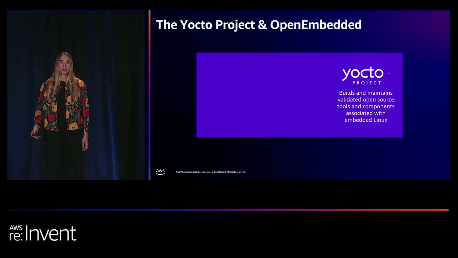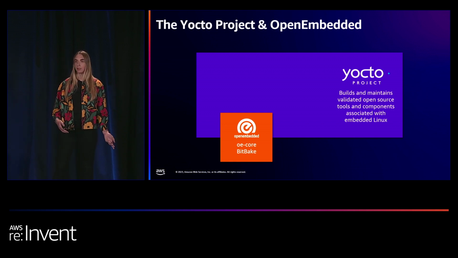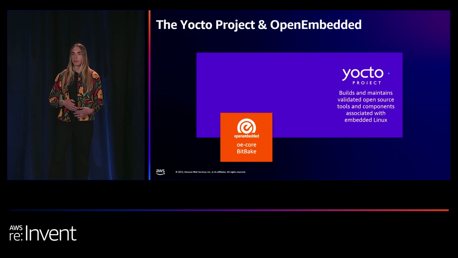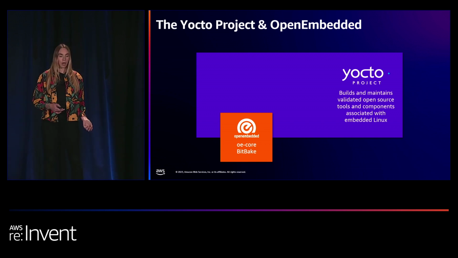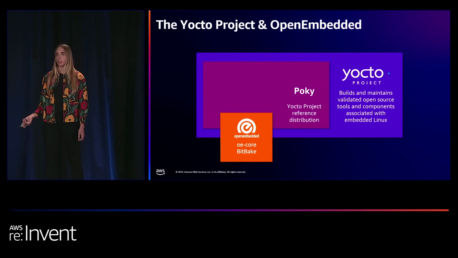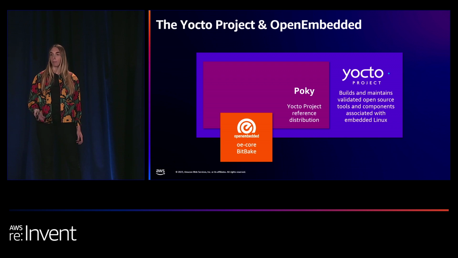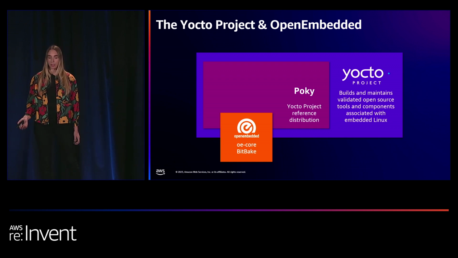So as we've mentioned, Yocto Project builds and maintains validated tools and components associated with embedded Linux. And the history of this actually started with OpenEmbedded, right? OE-Core and BitBake. They are the base of Yocto Project, and they form the base of the toolkit. So OpenEmbedded and Yocto Project combine to form Poky, and it's the Yocto Project reference distribution system.